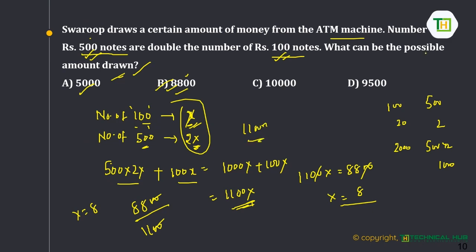So what is being asked? What can be the possible amount you have to draw? See, 1100 is a factor of the given amount. Whatever the answer is, that is a factor of 1100. So check all the options. Only 8800 is satisfying. So the answer is option B.